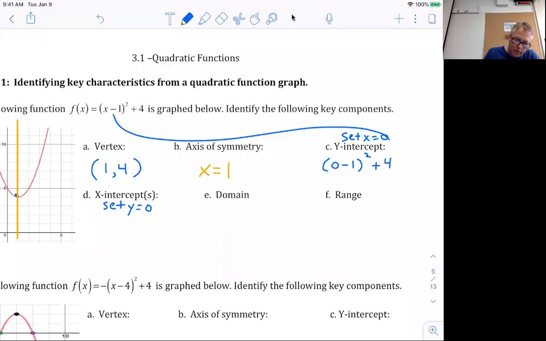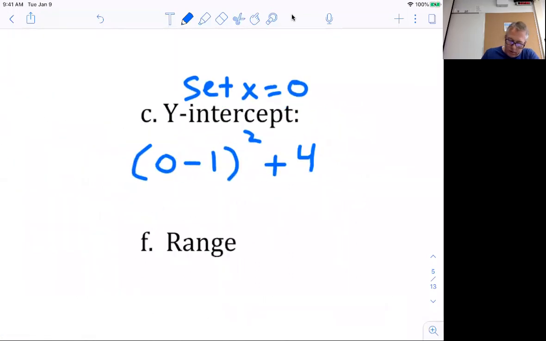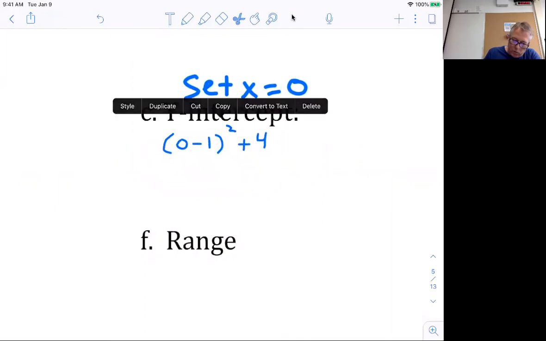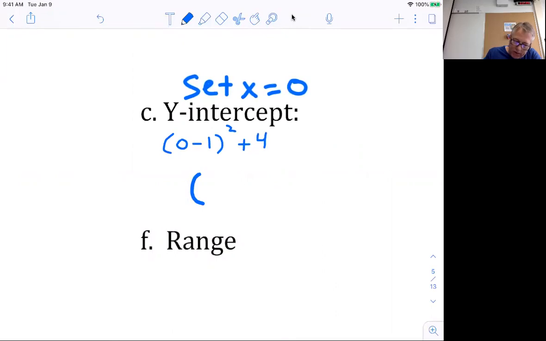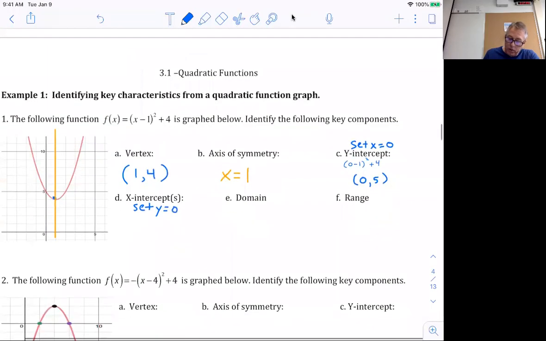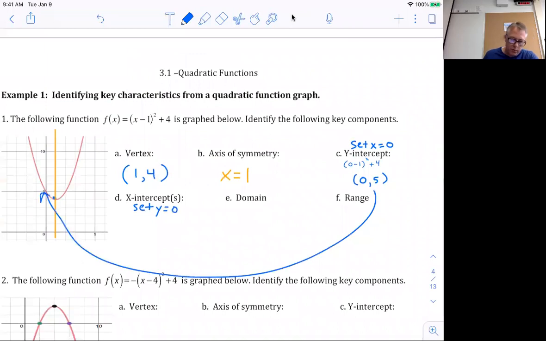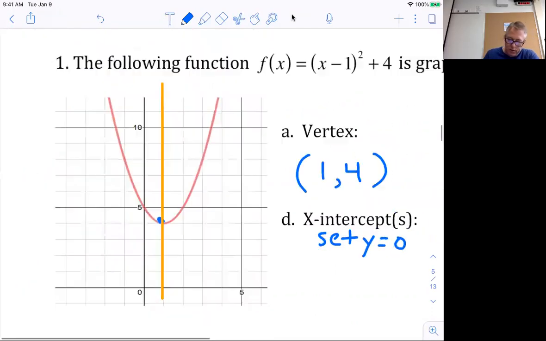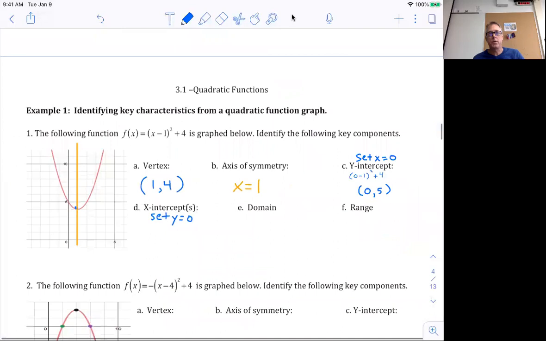So again, I got that by plugging 0 into there. So that's going to be 1 squared plus 4, which is 5. And so my y-intercept is at (0, 5). And that really does correspond to the picture we have over here since we were given the graph. There's the y-intercept. The y-intercept is where it hits the y-axis, which is at (0, 5). So the algebra matches up with the graph.